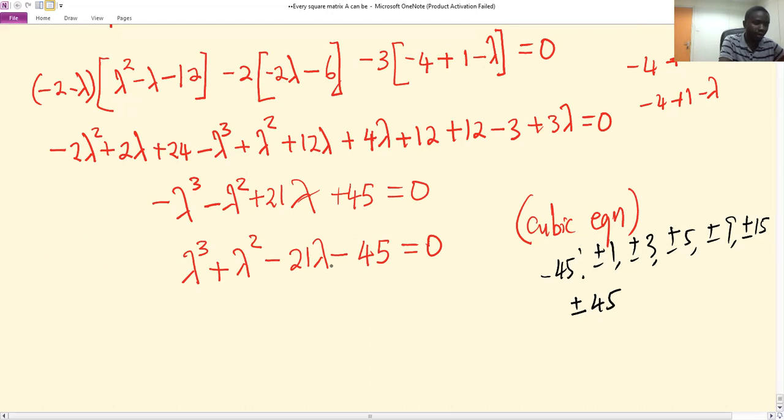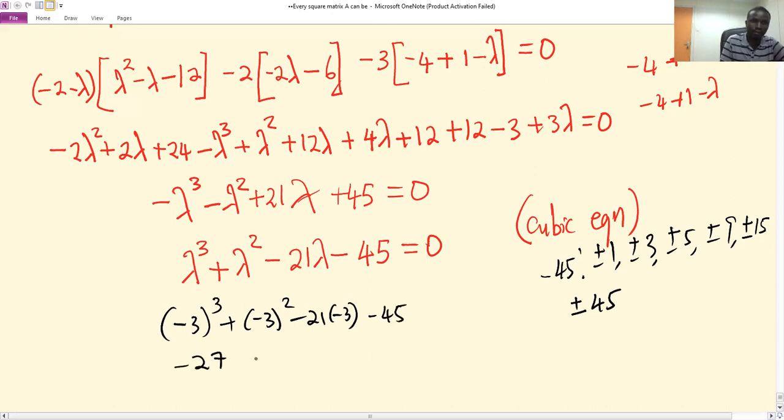And then minus 45 gives us 0. So minus 3 cubed plus minus 3 squared, minus 21 times minus 3, minus 45. This is minus 27 minus 9. Minus minus is plus 63, minus 45. So you'll have 63 minus 27 minus 9 minus 45.